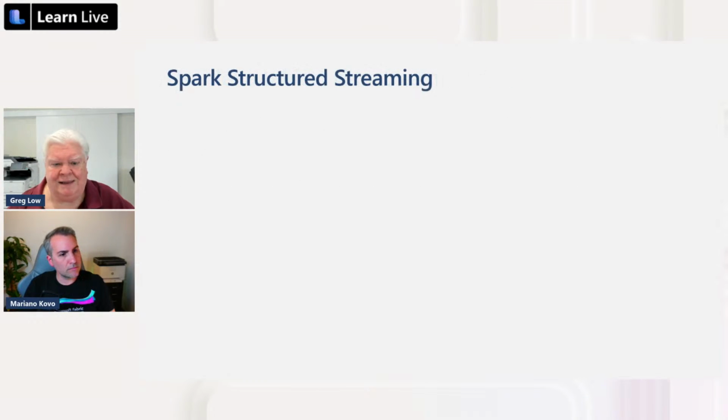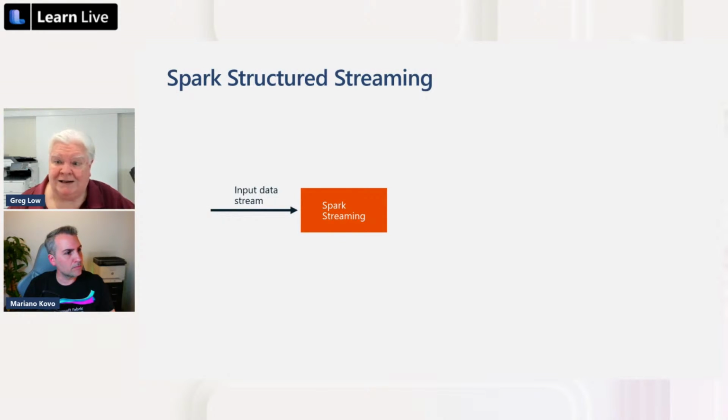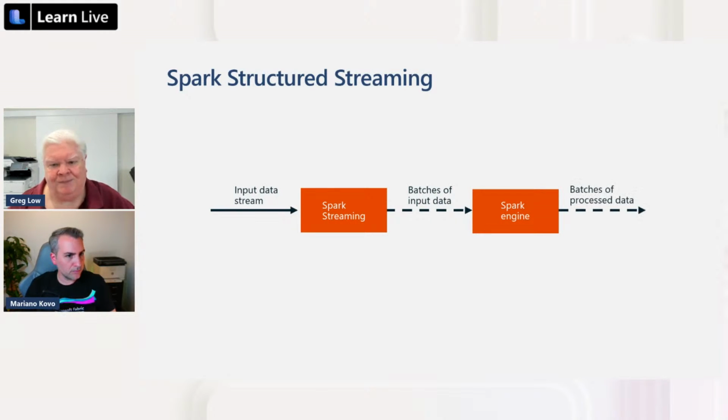If we're using this, the typical structure is we have some sort of input data stream. We've got Spark Streaming as the thing that's handling that, and we get batches of input data from that, which then go into the Spark engine, and then we process them batch by batch.